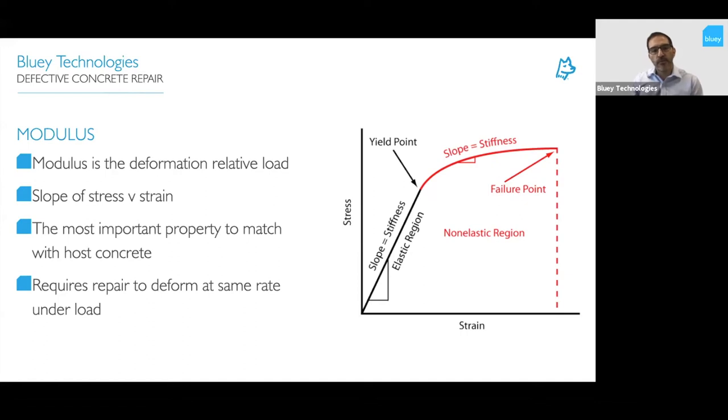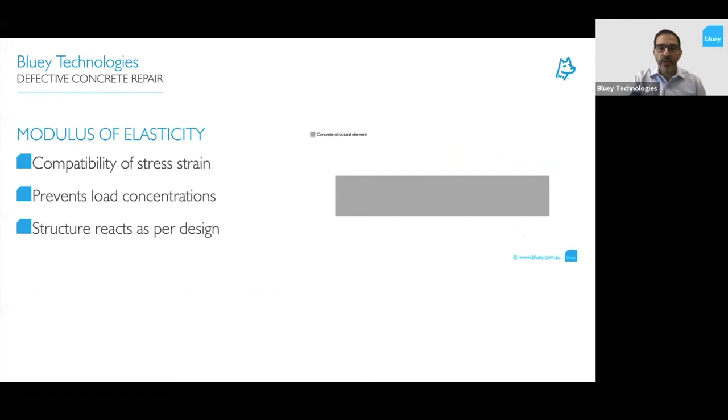So this is actually the most important property. It's actually the slope of the stress strain curve. And you require the repair to deform at the same rate under load as the original concrete would have. And just to illustrate that, when you bend a beam, so your gray box there is a beam, and it starts to bend, you can see it bends evenly and it bends all the way along the length of that beam, and we don't have load concentration.